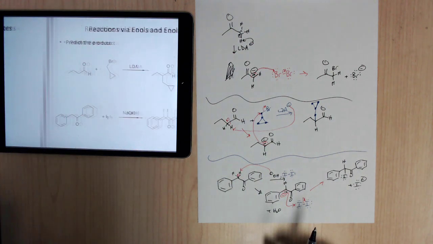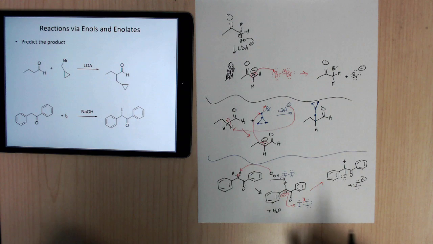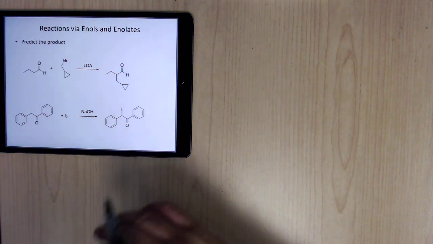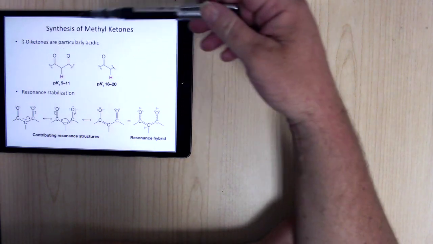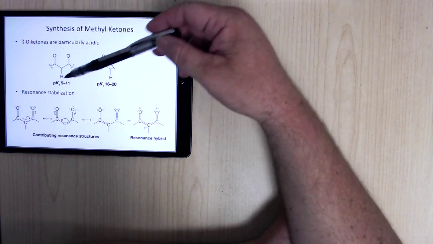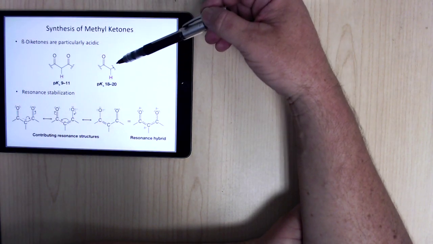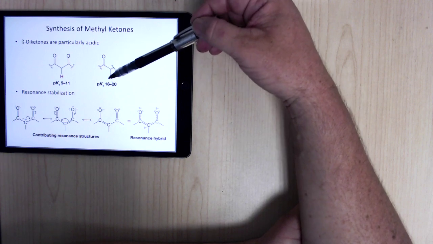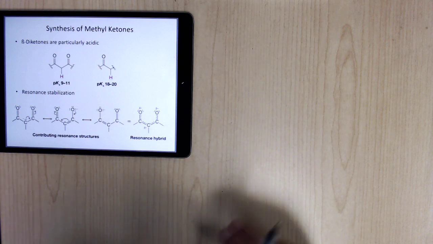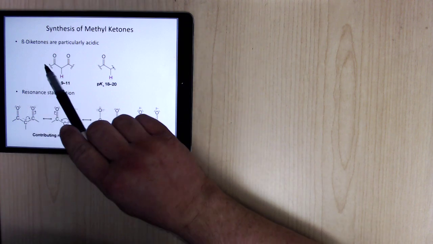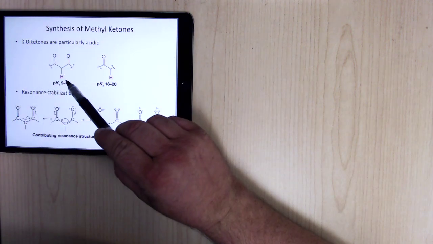Okay. There you go. Now you can do more synthesis with this. It's a little bit easier to do if you have the diketone, right? If you have one ketone, it's going to be a pKa of about 20. If you have two ketones, it's going to be a pKa of 10.